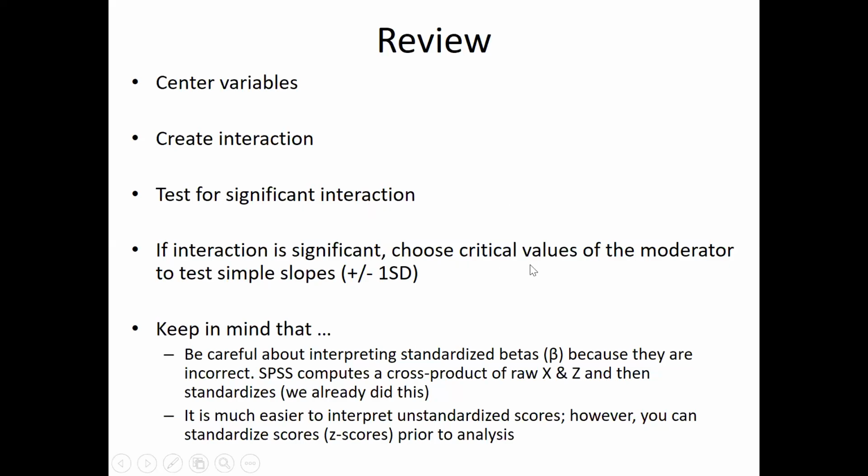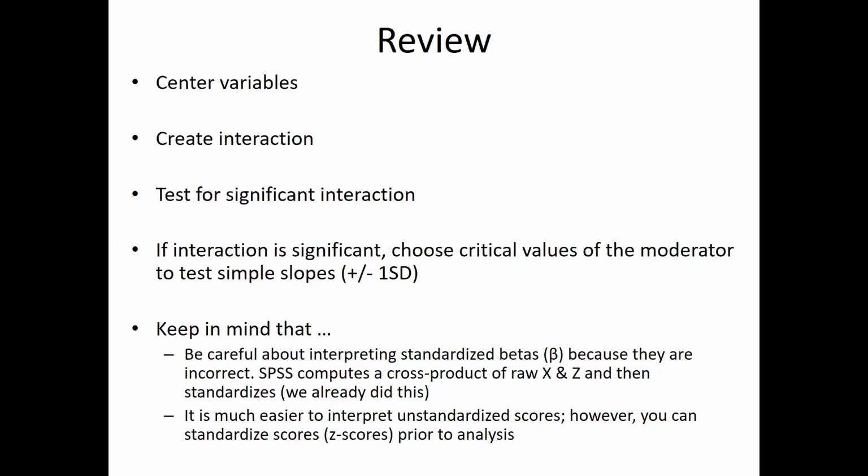Then I go through and create my simple slopes, recenter using plus and minus standard deviation, and dummy code if I'm doing a categorical predictor. And so just a couple points to think about as we're finishing up. Keep in mind, be careful interpreting standardized betas. They're not entirely correct when it comes down to moderated regression. And the reason for this is because of a cross product between the raw X and Z. I don't know if this is the case for other stats packages, but for SPSS it is.